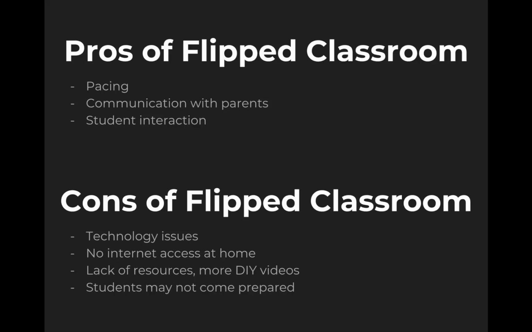And then lastly, the student interaction. And so when students come back to school and use what they have learned through the video lesson, they're able to interact with their peers, to work together, to be involved with the activities or things that are at hand at school. So they're able to communicate with each other and collaborate and work together as a team. So those are the pros of a flipped classroom.